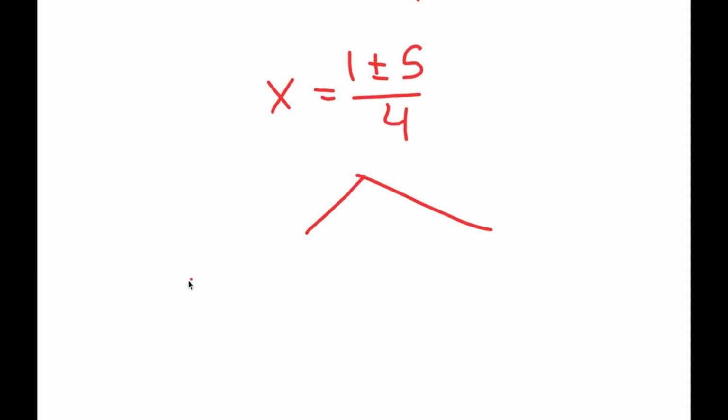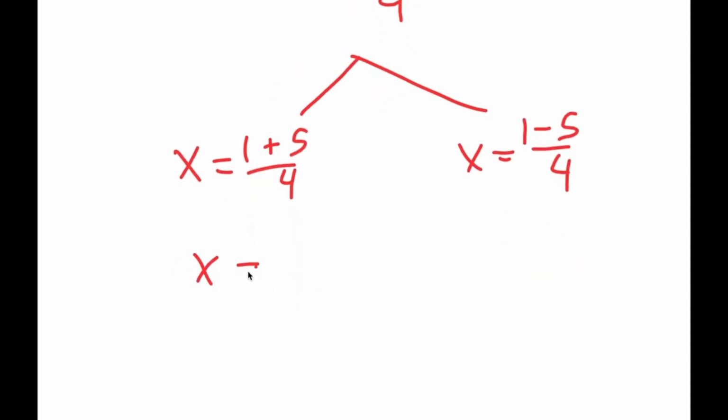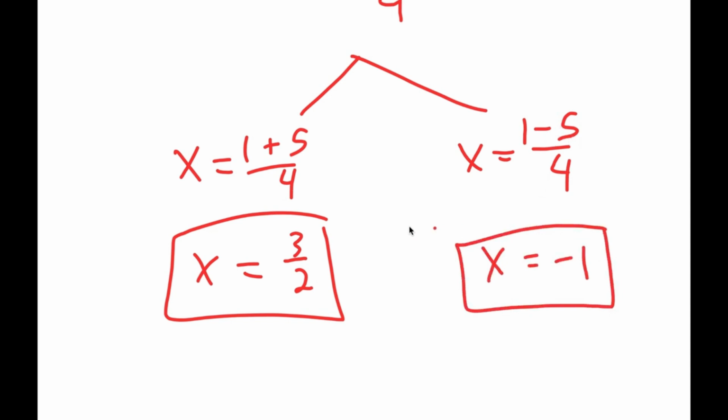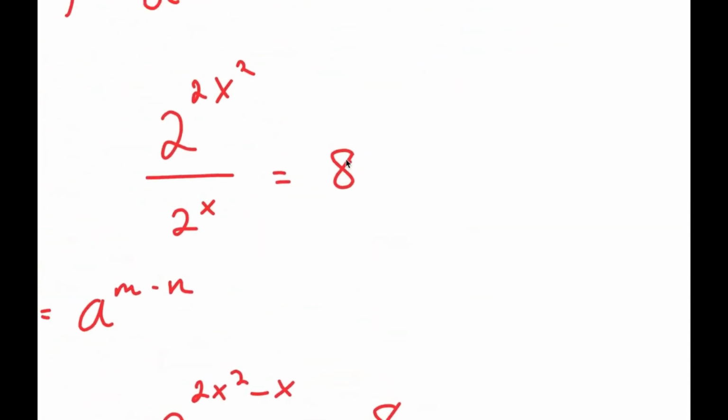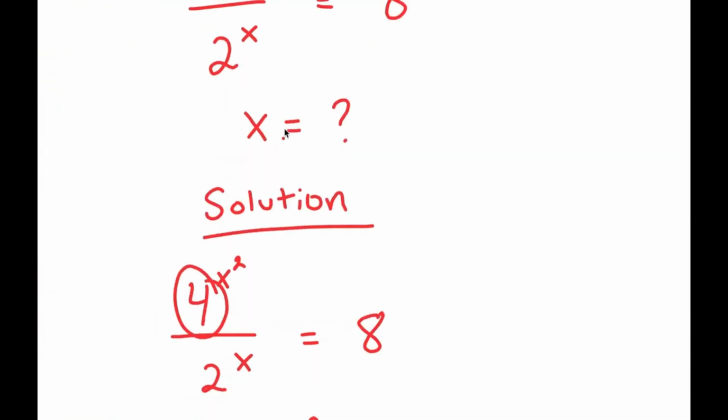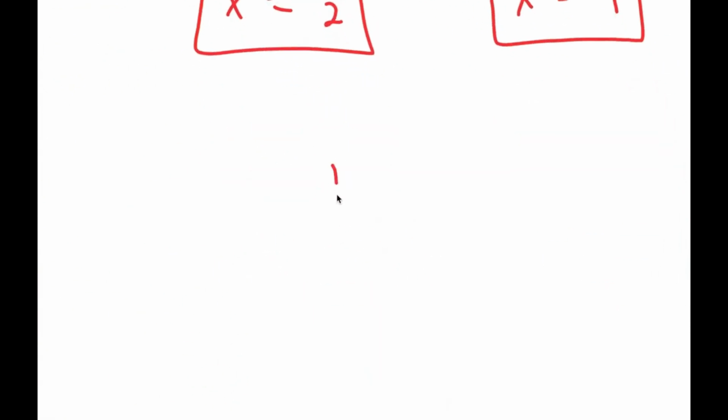So now this gives me two solutions. I get x equals 1 plus 5 over 4, and x equals 1 minus 5 over 4. So for x equals 1 plus 5 over 4, I get x equals 3 over 2. And for x equals 1 minus 5 over 4, I get x equals negative 4 over 4, which is negative 1. So now, going back here, I have 4 to the power of x squared over 2 to the power of x equals 8. So I'm going to check these two solutions.